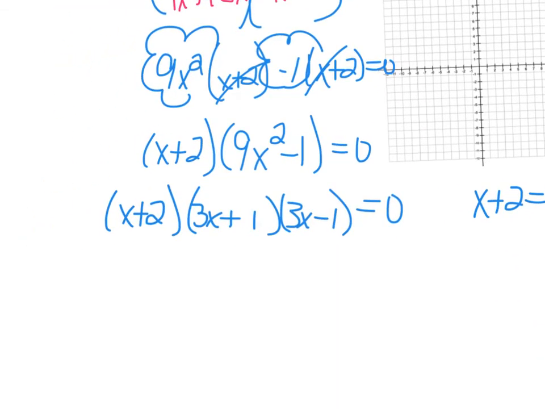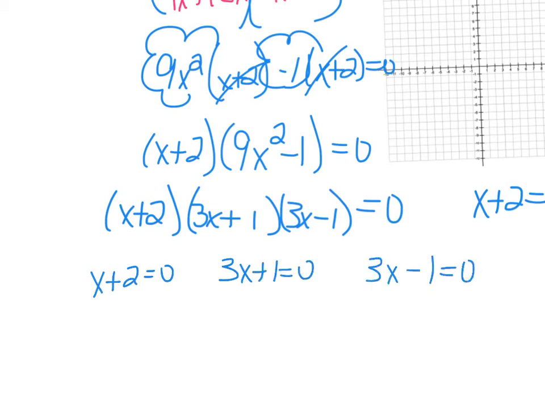Hang on one second, let's finish. Let's solve this. So I have x plus 2 equals 0, 3x plus 1 equals 0, 3x minus 1 equals 0. So here I have x equals negative 2. Here I have x equals negative 1/3. And here I have x equals positive 1/3, right?